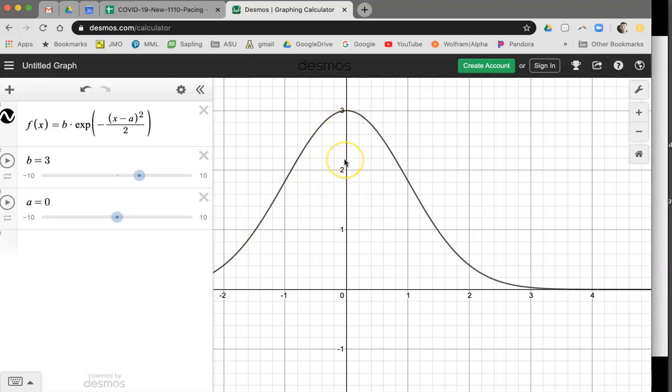So that is just the Desmos graph to play around with the parameters to get the answer. Let's see if we can do the math behind this now.